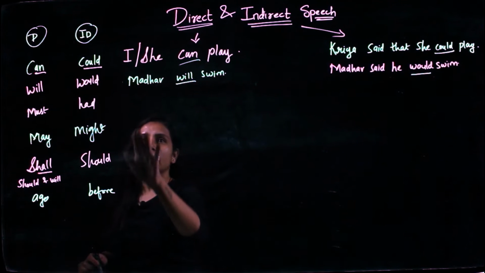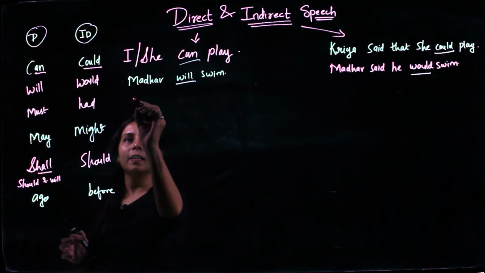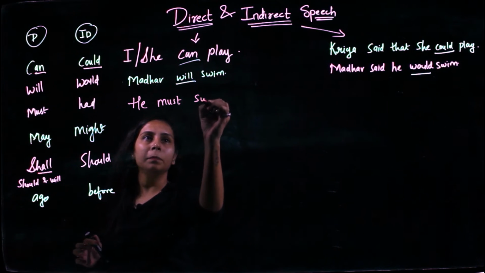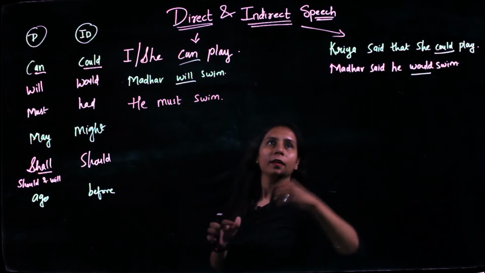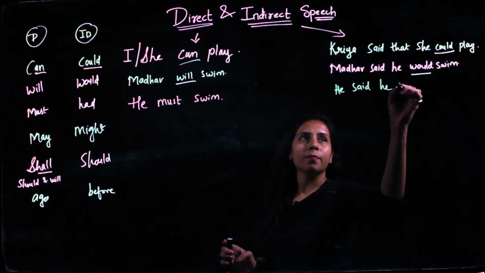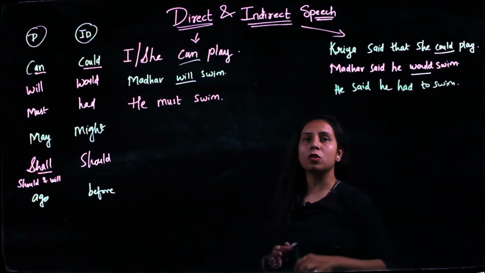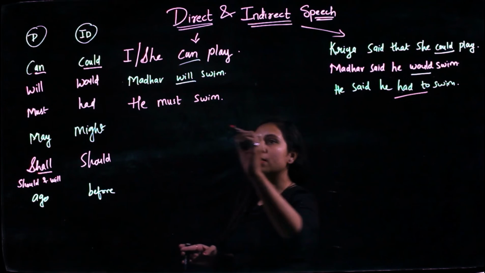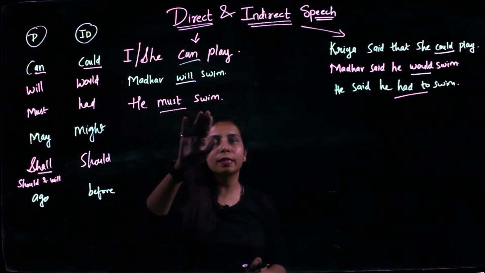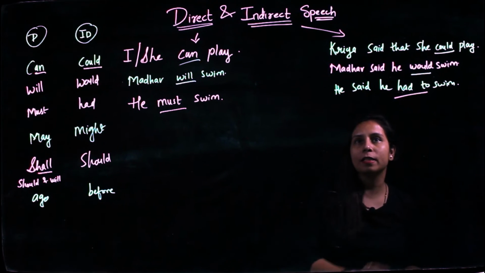So be careful. He must swim. He had to swim. He must swim. He said he had to swim. So this is how we change the direct words into indirect. Must to had, may to might. He may go to receive parcel. He might go, he said he might go to receive parcel.